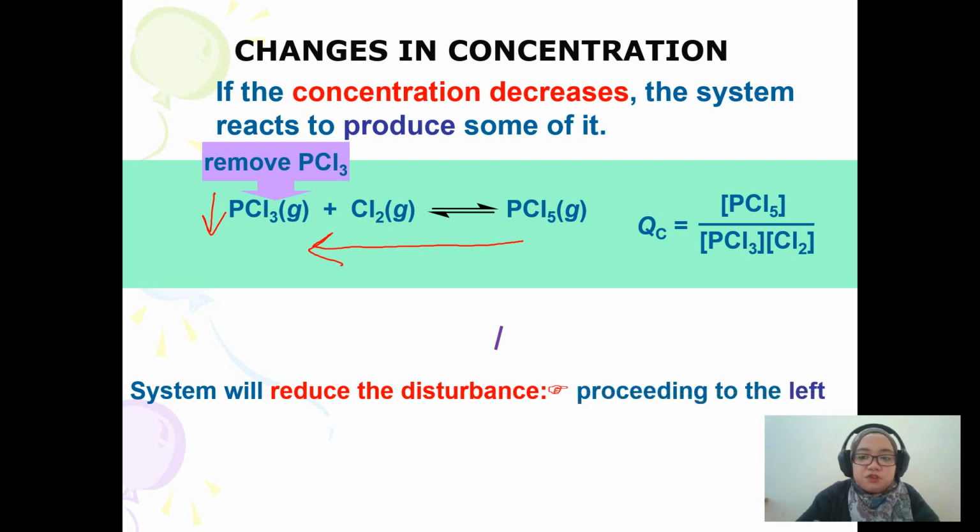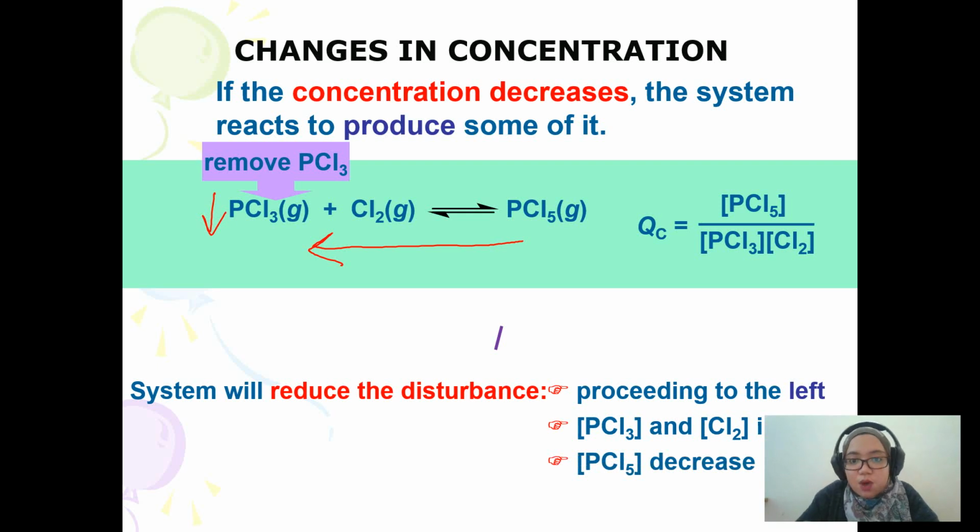So the reaction will proceed to the left so that now the concentration of PCl3 and Cl2 increases and the concentration of PCl5 decreases. Why? Because it has been used up to produce more PCl3 and Cl2 gas.